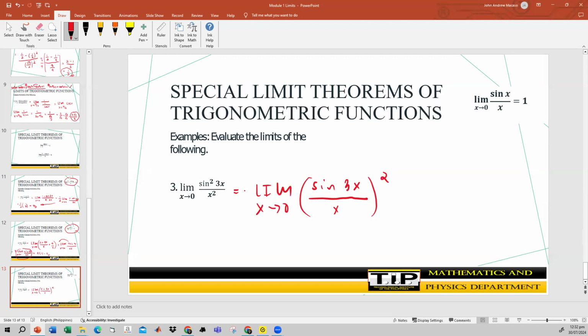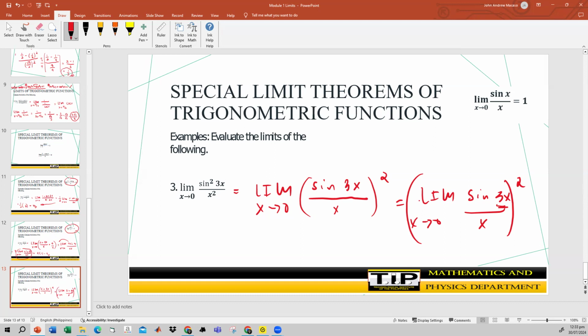Then applying the property of limit, this can be written as the limit of sine 3x over x as x approaches 0, then the answer will be squared. So this is just like the same, applying the property of limit. So in that case, our main problem now is to make the denominator equal to 3x. So how are we going to do that?